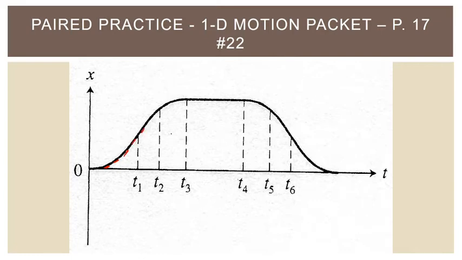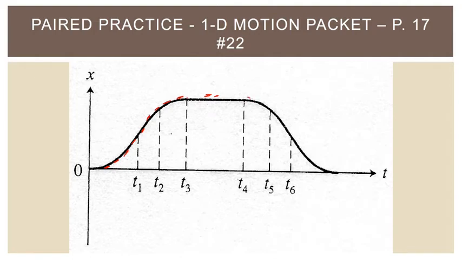Then it almost looks like for a brief instant, it's constant. And then notice it actually starts to curve down again. So the slope of the tangent line begins to decrease until time 3, where the slope of the tangent would be 0. So the object is stopped here from T3 to T4.